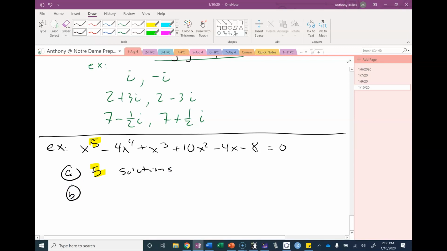Use the rational roots theorem to come up with your list of possible rational solutions. So it's going to be factors of this, divided by factors of that. So we just have plus or minus 1, 2, 4, and 8. Everybody okay there?